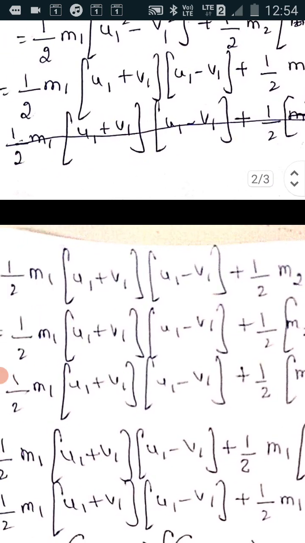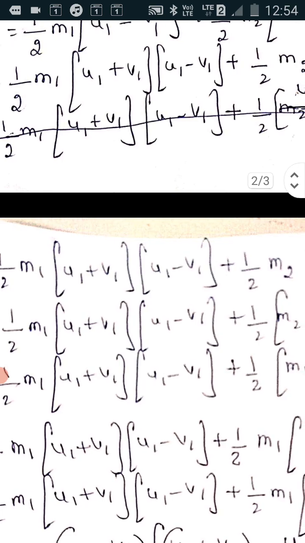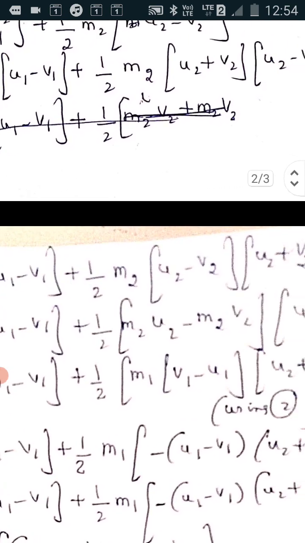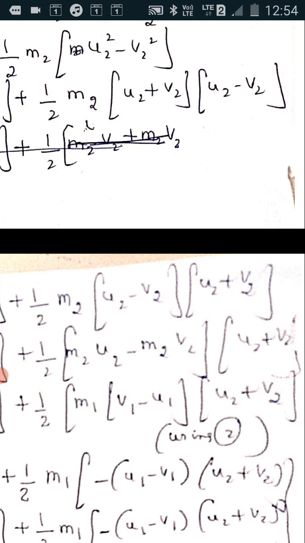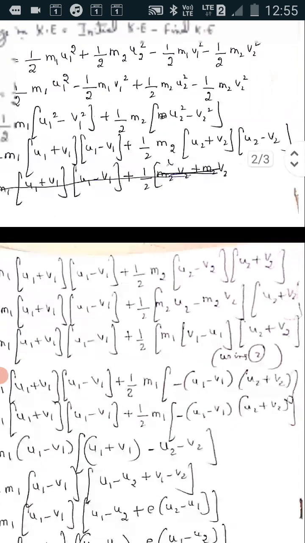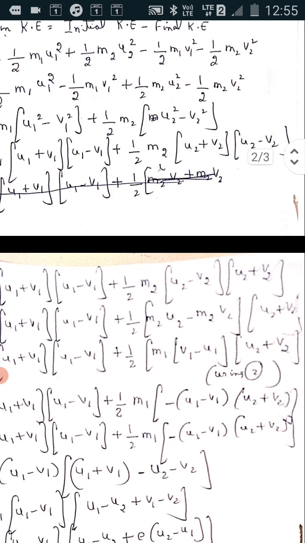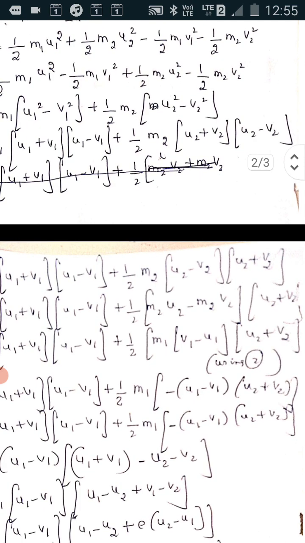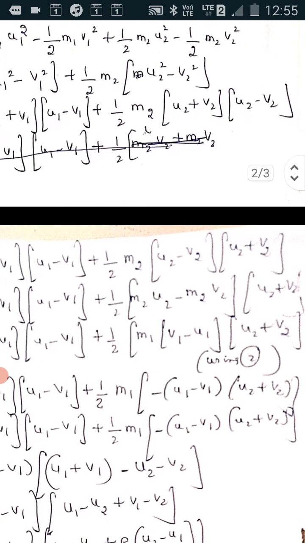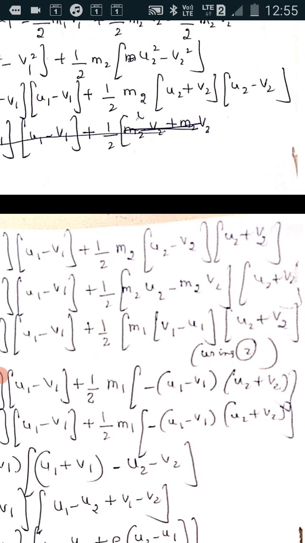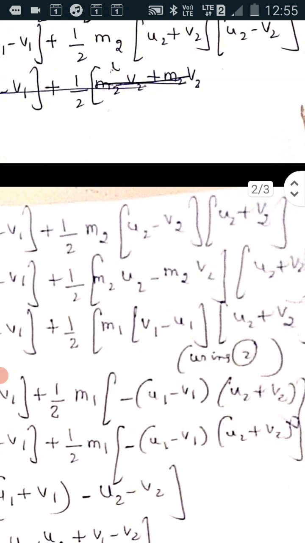So the next step is half m1 into u1 plus v1 into u1 minus v1, plus half m2 into u2 minus v2, which we bring to the front, and keep u2 plus v2 next. So we can expand them. Half m2 into u2 minus v2 can be written as half of m2 u2 minus m2 v2.